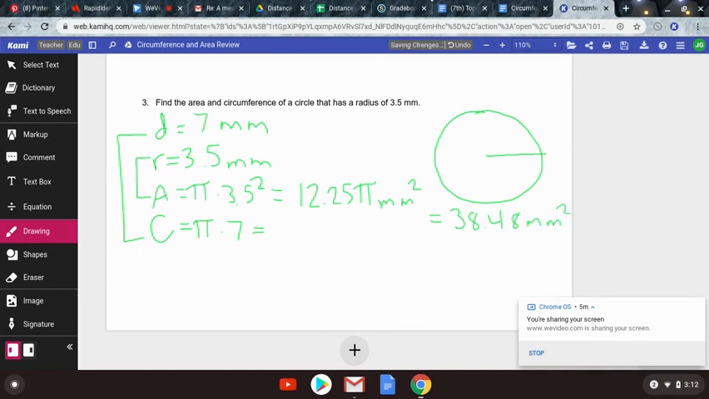And then for circumference, they always just put the number first. So pi times 7, if I left that as exact, it would just be 7 pi millimeters. Or if I wanted to round it, 7 times pi is 21.99 millimeters.